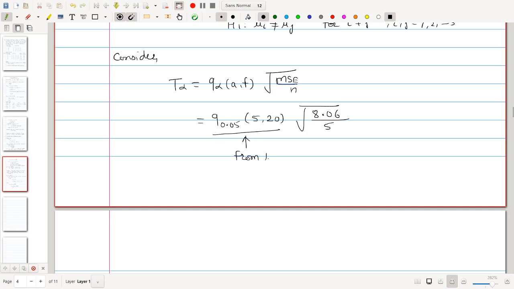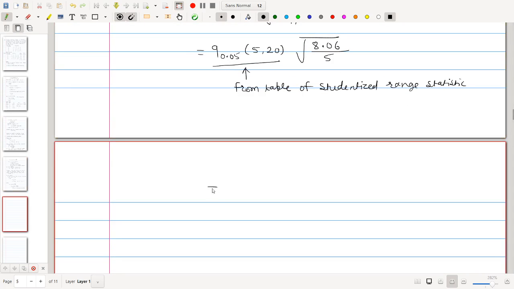This is from the table of studentized range statistic. If we look at the table of studentized range statistic, this value is 4.24. So this value is 4.24 into under root of 8.06 upon 5. After solving this, we get T alpha as 5.3832.